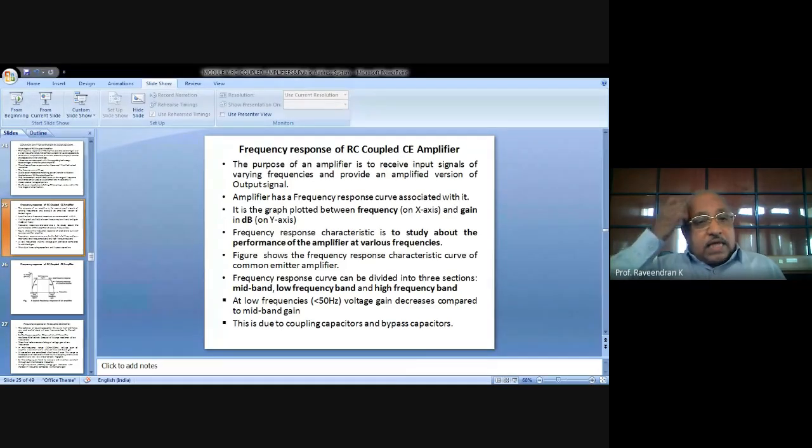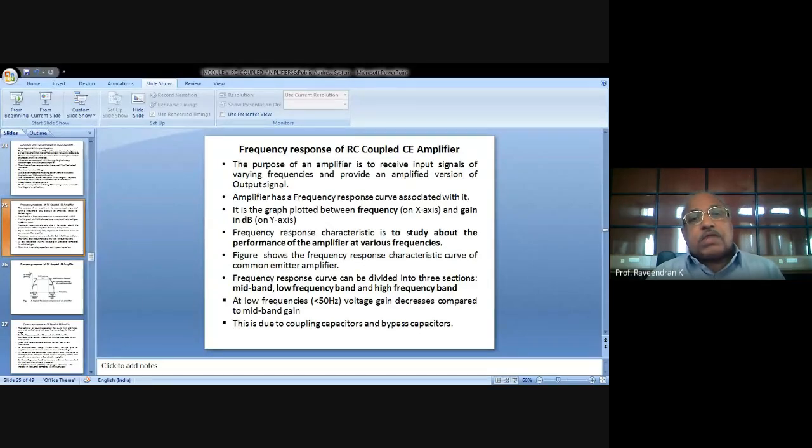So in the last class, we discussed the RC coupled amplifier, how it works, what its working principle is, what its applications are in the practical sense, and what the advantages and disadvantages of RC coupled amplifiers are. Today, we will discuss the frequency response characteristic of an RC coupled amplifier.